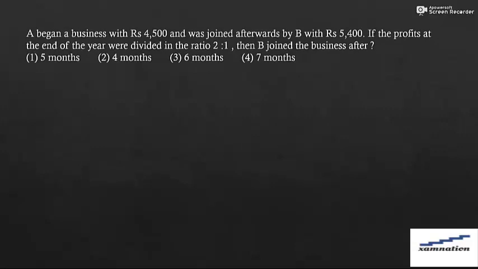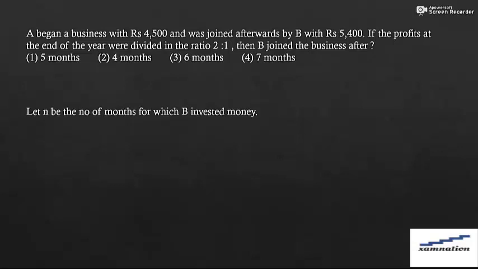A began a business with 4,500 and was joined afterwards by B with rupees 5,400. If the profits at the end of the year were divided in the ratio of 2:1, then B joined the business after how many months? Over here we have the amount invested, but we do not have the time period for which it has been invested by B. So we'll take the unknown quantity to be n, that is, we'll assume n to be the number of months for which B has invested money.